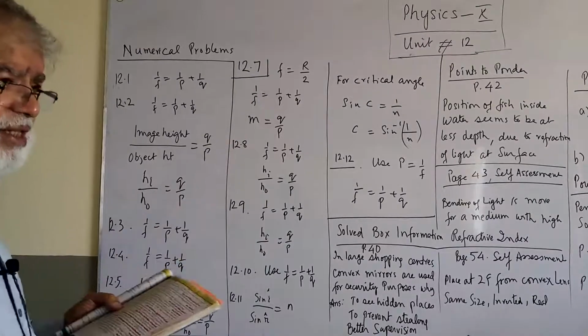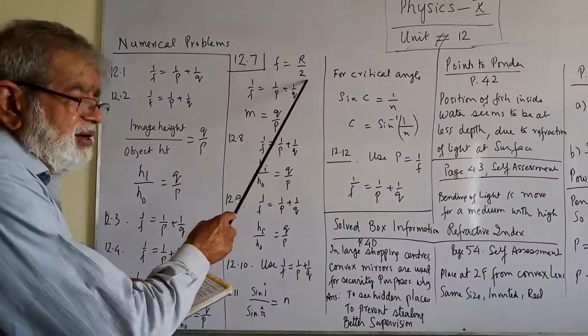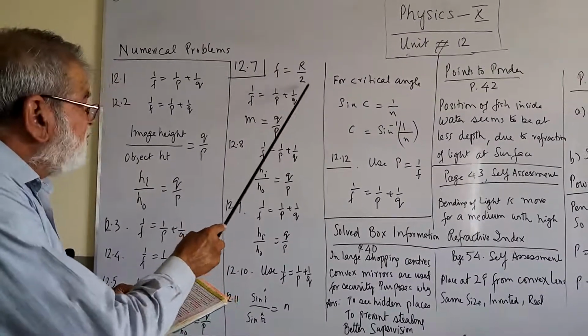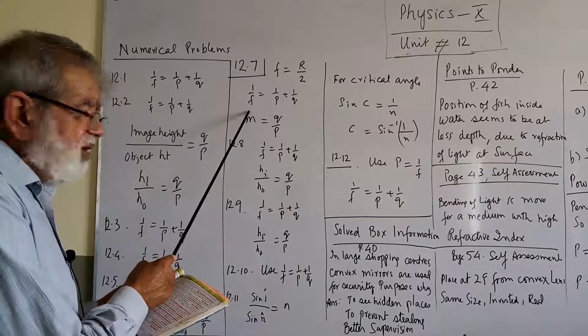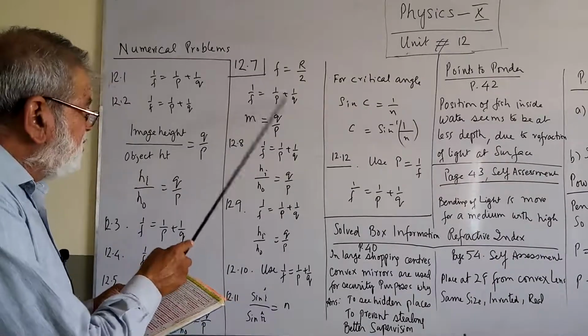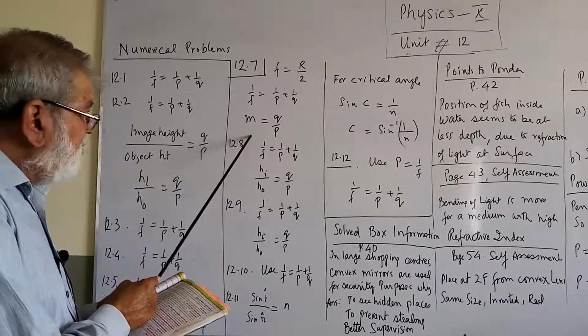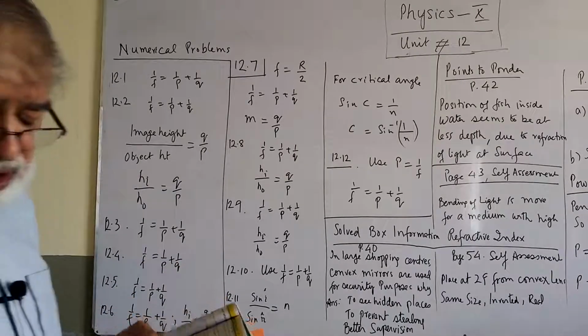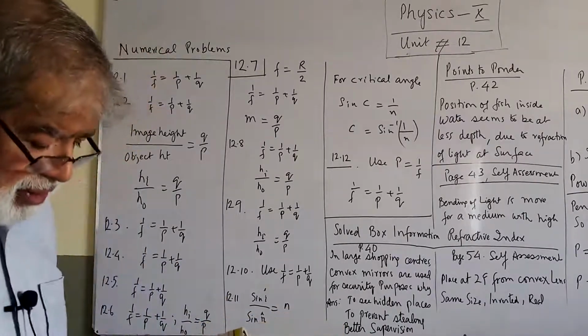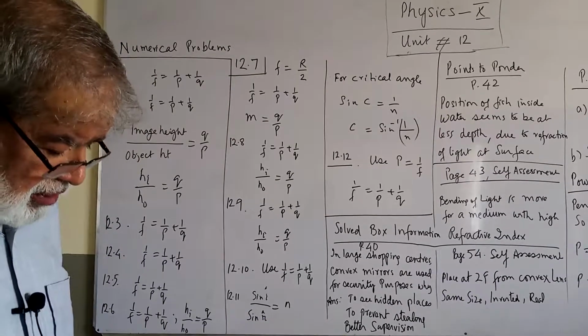Now the focal length is always half of the radius of curvature. So f is equal to r over 2, and from here use the second formula 1 over f is equal to 1 over p plus 1 over q, and then the magnification factor m is equal to q over p. Use these three formulas for finding out the results.